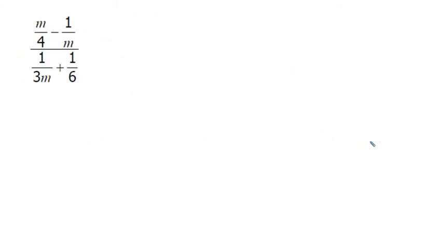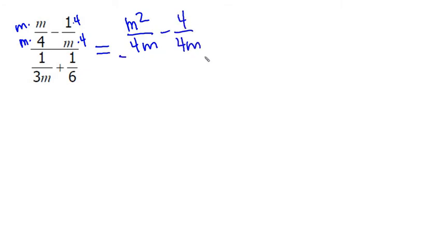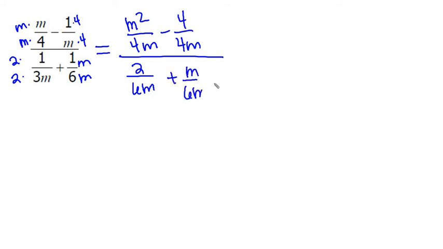Okay, last one, same process. I need a single fraction over a single fraction, so I've got to get those common denominators. So 4 and m have nothing in common, so I'm going to give the first one an m and the second one a 4. So that gives me m squared over 4m minus 4 over 4m, all over. So the least common multiple between 3 and 6 would be 6. So I'm going to multiply this one by a 2, top and bottom. And this one has an m and this doesn't, so I'm going to multiply this one by m. So I have 2 over 6m plus m over 6m.